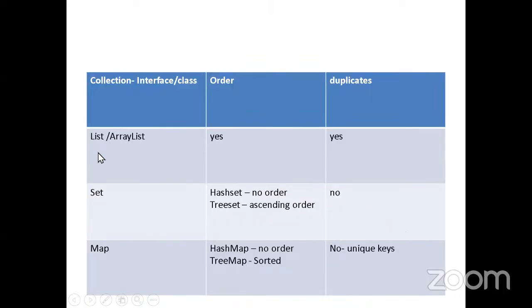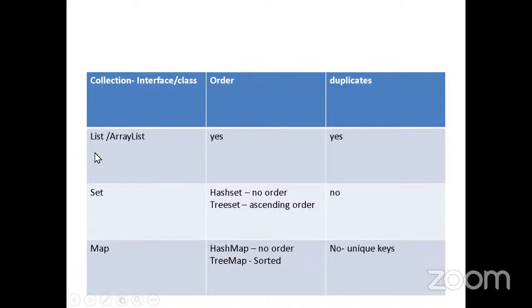Now, what is the meaning of list? List will be ordered. It can store multiple values and it allows duplicates. Then what is set? Set has no order in case you're using hash set. Tree set, yes, it is ordered. And duplicates are not allowed. That's the main difference between set and list. So when do you have to use a list, and when do you have to use a set?